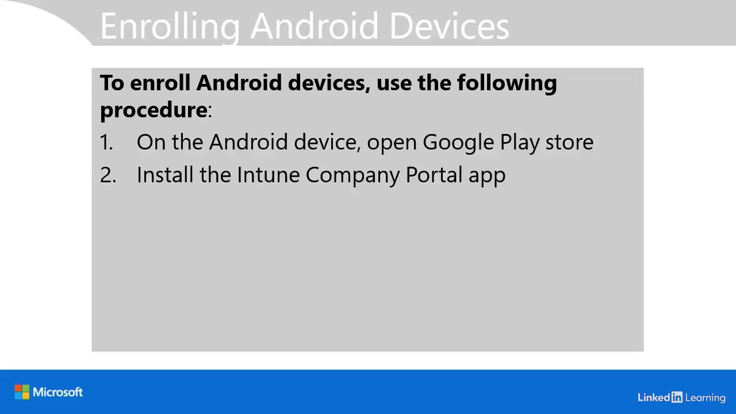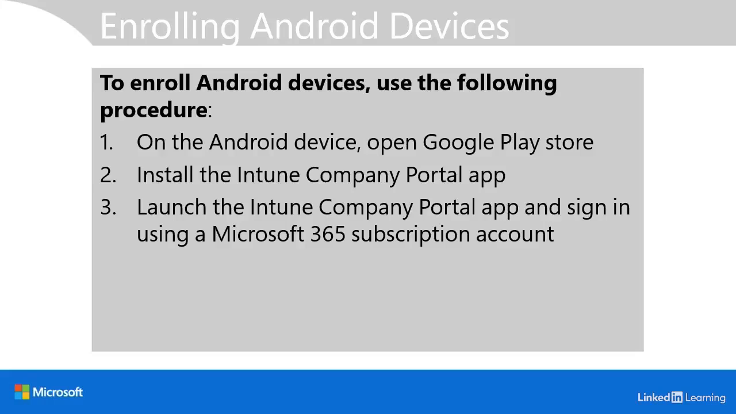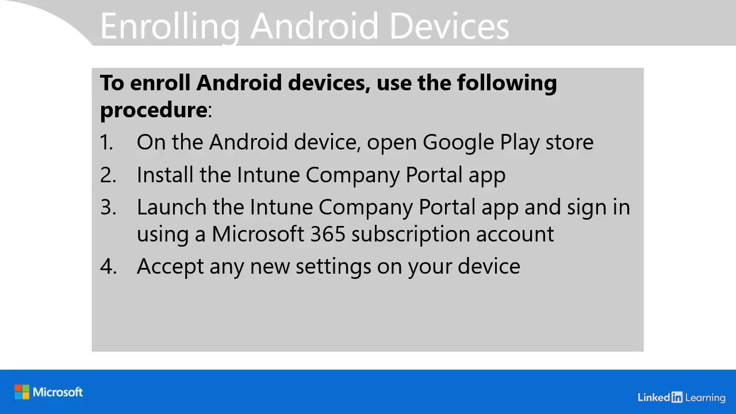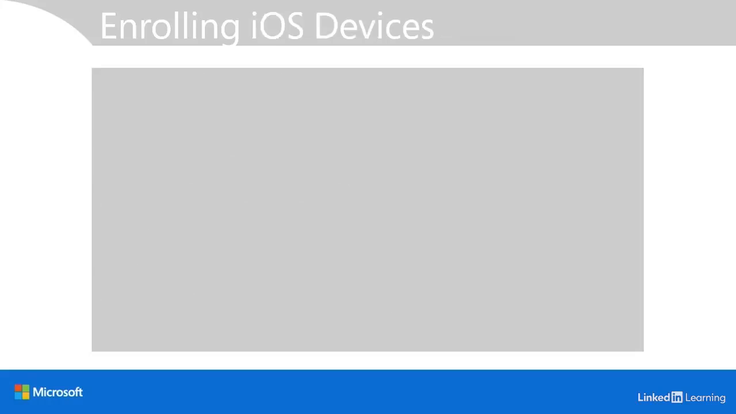You'll locate the Microsoft Intune Company Portal app and install it. You'll launch the app and sign in using a Microsoft 365 subscription account, or your user will. Accept any settings that are prompted, and that will then activate your device into Endpoint Manager.